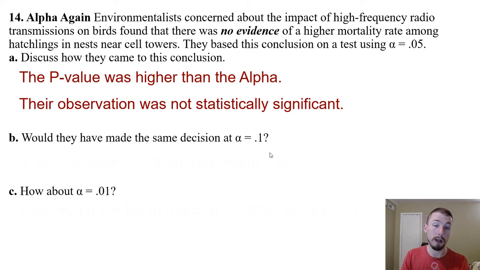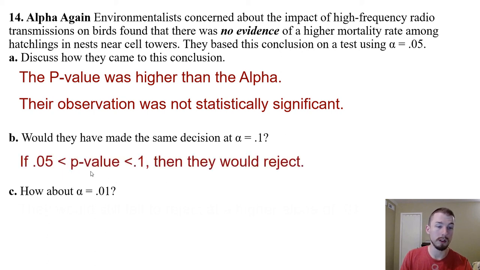And so if our p-value is between 5 and 10%, then yes, now we would have enough evidence to reject it. So we don't know. The only way we would know is if the p-value is between 5 and 10%, then we would now be able to reject it, where we weren't able to with the higher burden of proof of 5%.